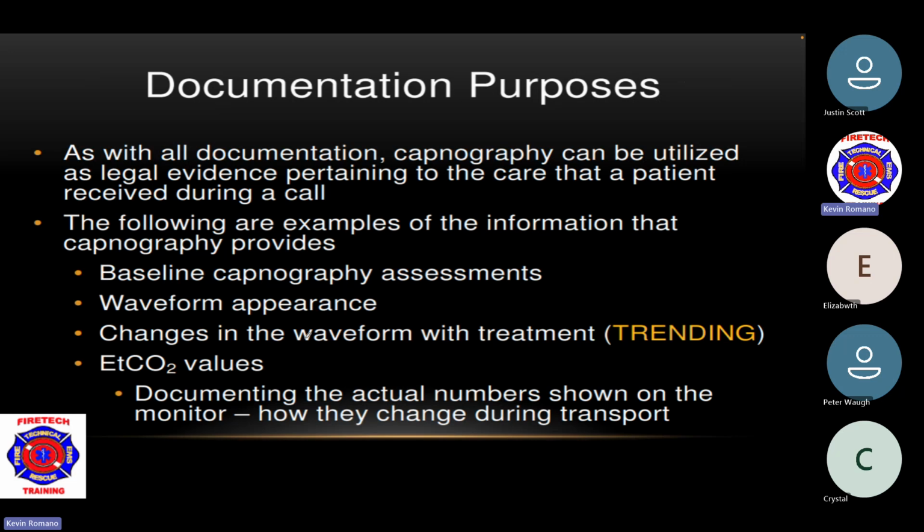alkalosis or acidotic state. So for the advanced EMTs and paramedics in the room, you should have an understanding of what respiratory alkalosis and respiratory acidosis actually means. And I'll cover more of that here in a little bit when we start talking about our numbers.